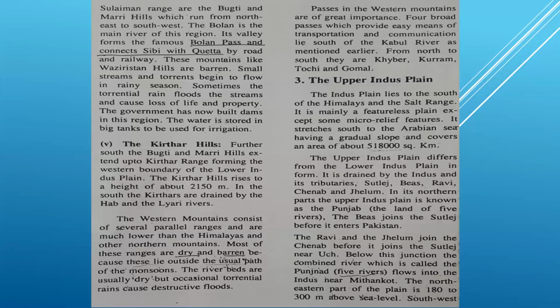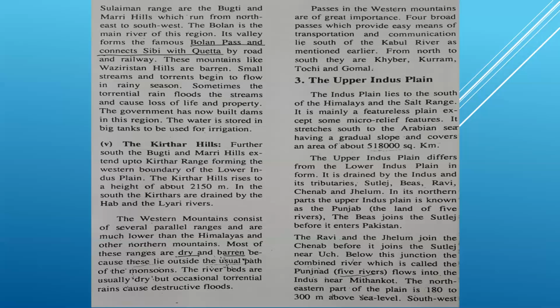It can be asked in MCQs. The upper Indus Plain differs. What is the difference between the lower Indus Plain and the upper Indus Plain? In form, it is drained by the Indus and its tributaries: Sutlej, Beas, Ravi, Jhelum, Chenab. In a short question, it can be asked, name the rivers of Pakistan. These are the rivers. You will write the names.